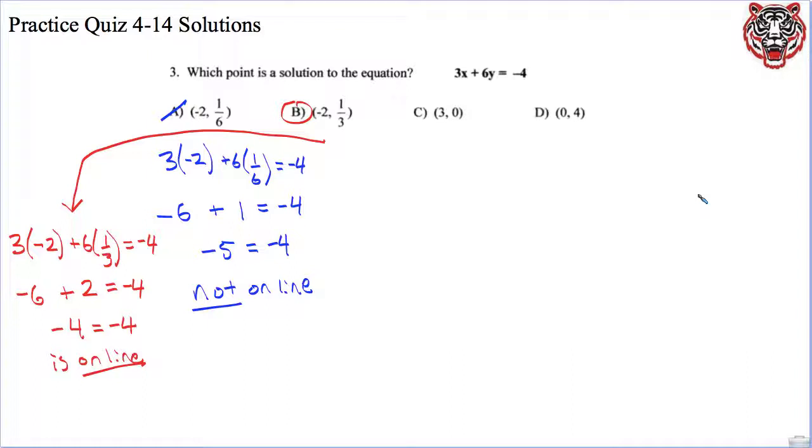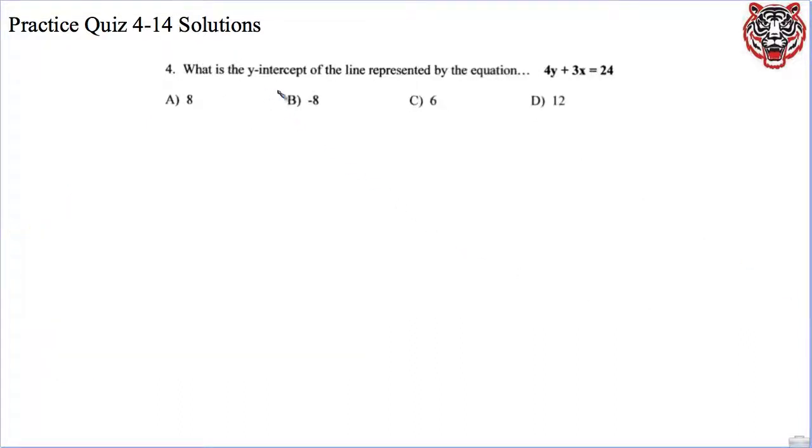No questions, and I don't see any people writing. Raise your hand, otherwise I'm going on to number 4. Let's go to 4. All right, here we go. Number 4. So, what is the y-intercept?